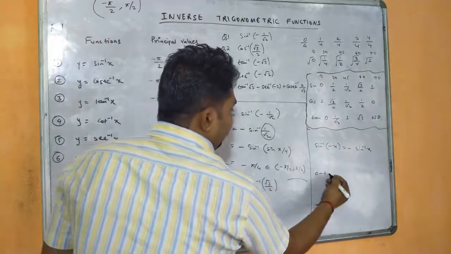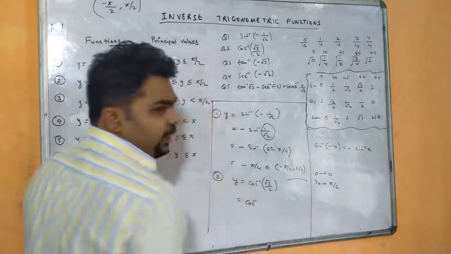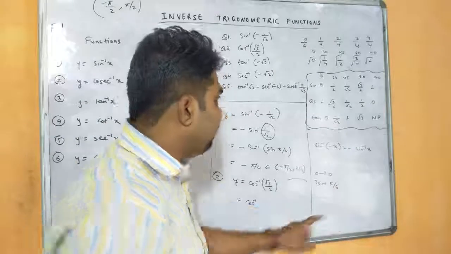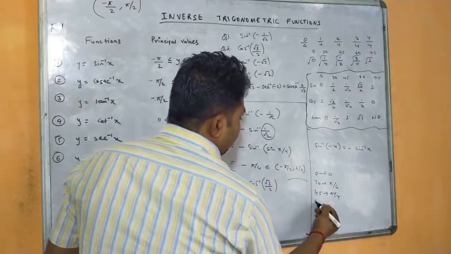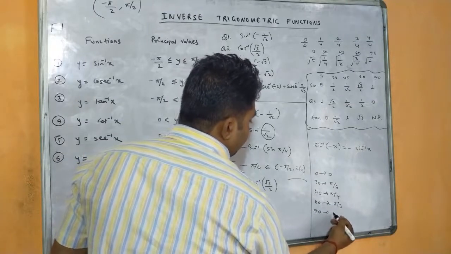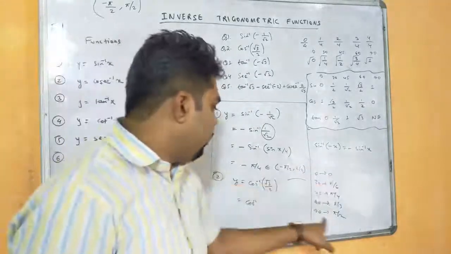0 is written as 0. 30 is written as pi by 6 because pi is 180, and 180 divided by 6 is 30. So 30 can be written as pi by 6. 45 can be written as pi by 4. 60 can be written as pi by 3. And 90 can be written as pi by 2, because pi is 180. Likewise we will be writing for the others also.